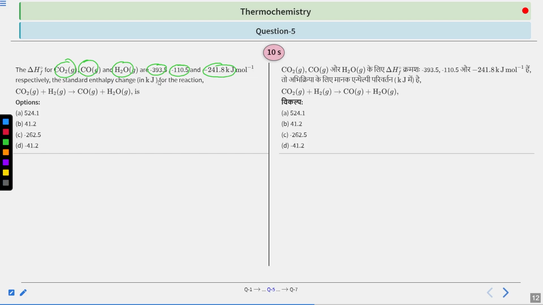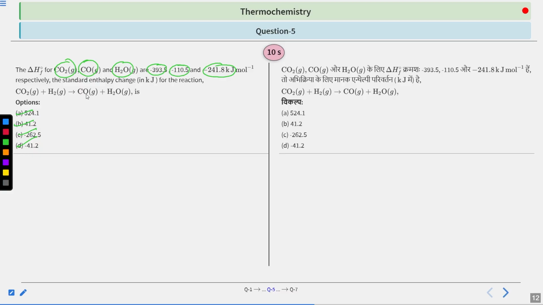respectively. The standard enthalpy change in kilojoule for the reaction is: the reaction is given as CO2 gaseous plus H2 gaseous gives us CO gaseous plus H2O gaseous. Options are A 524.1, B 41.2, C minus 262.5, and D minus 41.2. So how will we solve this question?